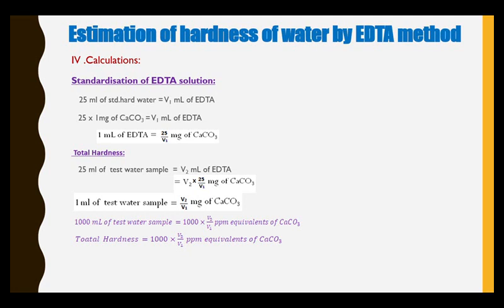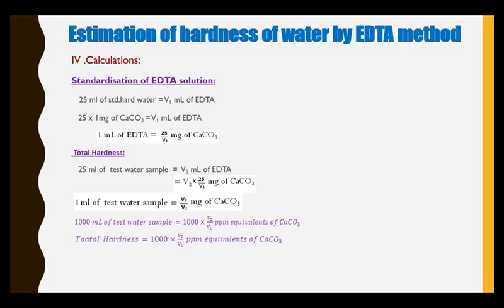In the experimental procedure, the first step is standardization of EDTA. How do we standardize that? For this purpose I have told you that we take standard hard water with a known value. Let us assume we have taken 25 ml of standard water which consumed V1 ml of EDTA. Therefore 25 ml of standard hard water is equal to V1 ml of EDTA.